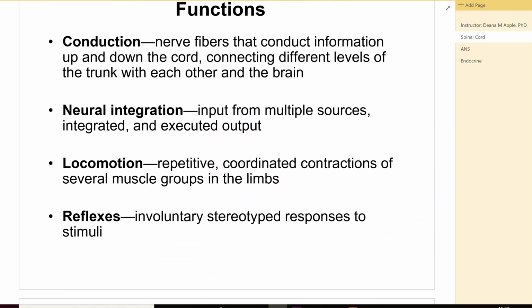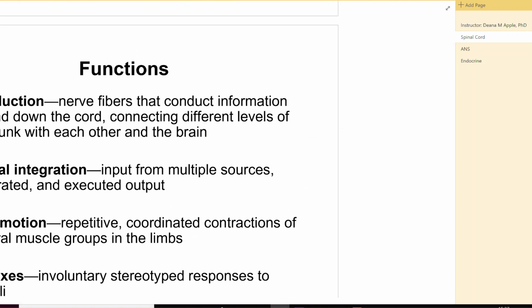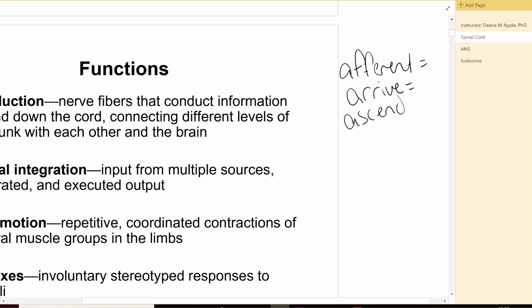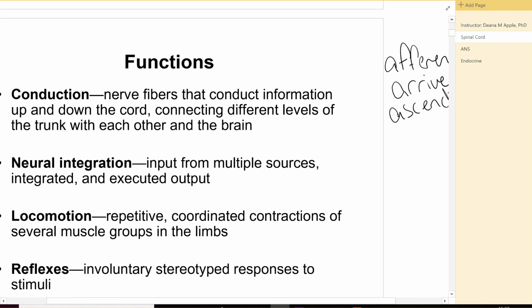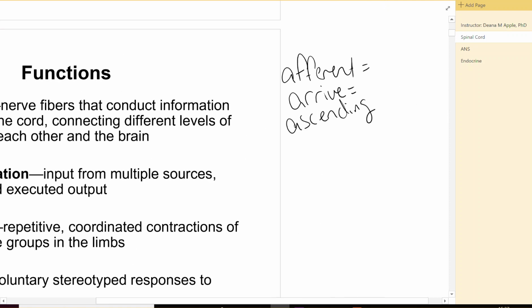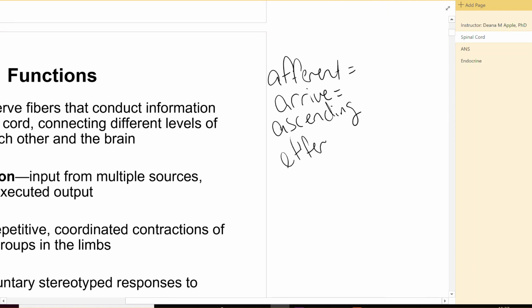If information is coming into your brain, what type of projections are those called? Afferent. Afferent projections arrive. Ascending. And if they're coming back down to your body from your brain? Efferent. Efferent exit. Descending pathways.